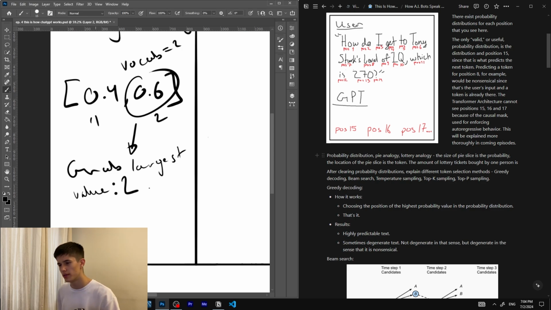And there's not much creativity that goes into it, not much thought that goes into it. It just spits out the highest probability. And sometimes the text can degenerate, right? Not in that sense, but in the sense that it becomes nonsensical. So it just spews out whatever.